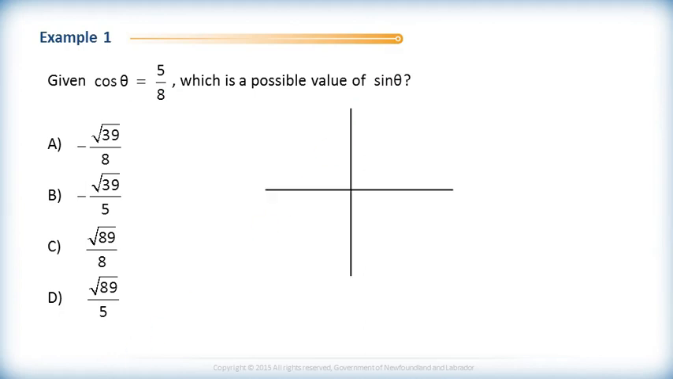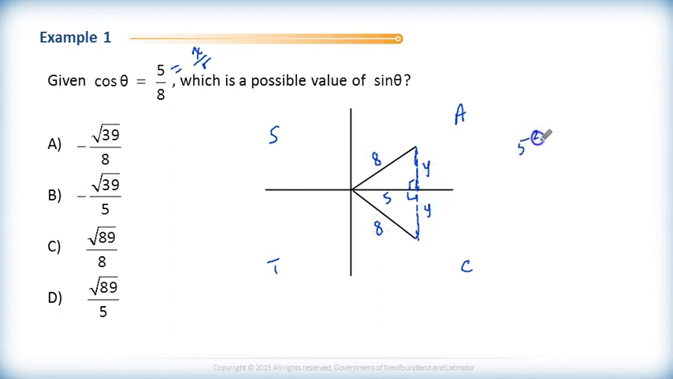We begin by sketching a set of axes. Since our cosine is positive, thinking about CAST, our terminal arms can be in either quadrant 1 or quadrant number 4. So we have two identical triangles, one in each quadrant. This side is 5. Remember, cosine is x over r. So the x side is 5. The r value is 8 for each triangle. So we have to figure out the y value.